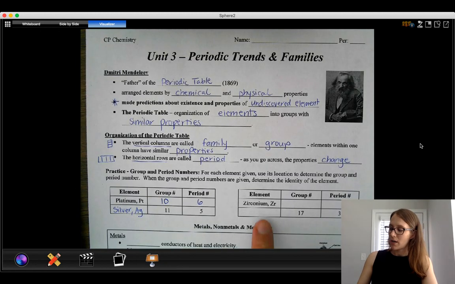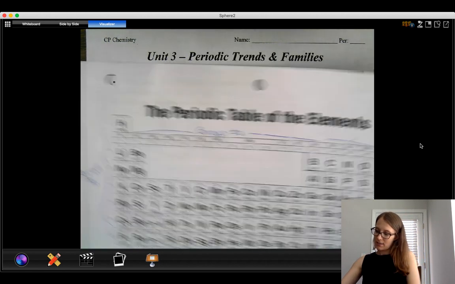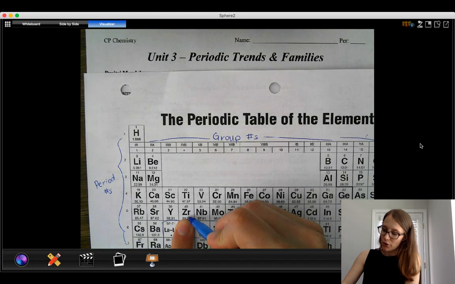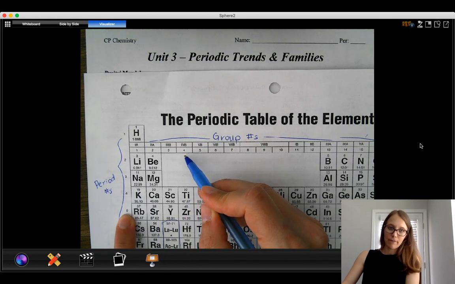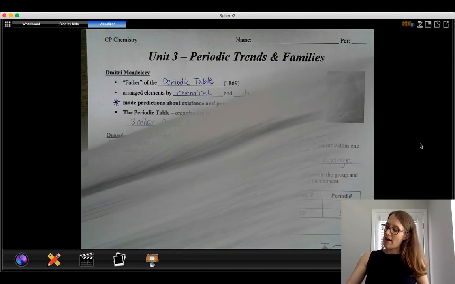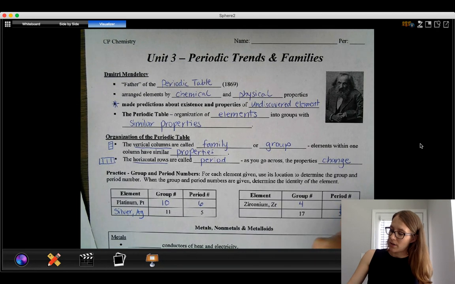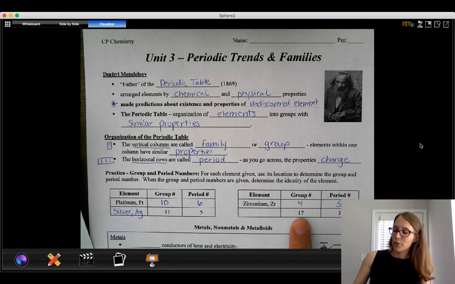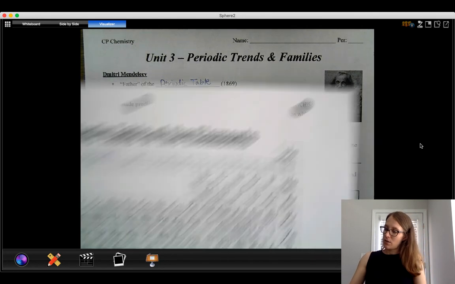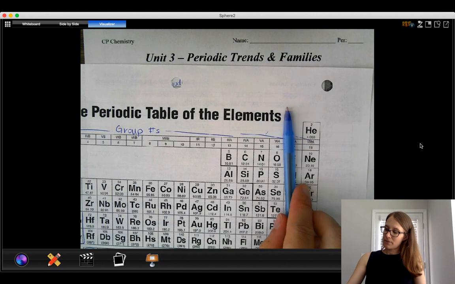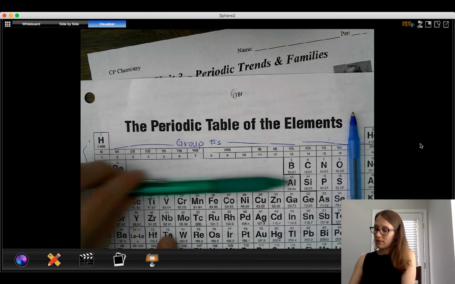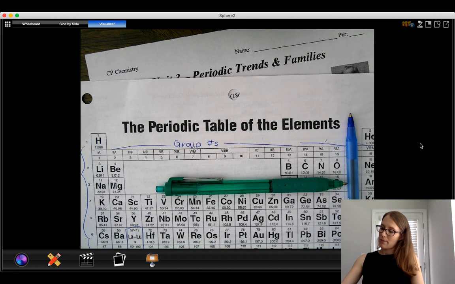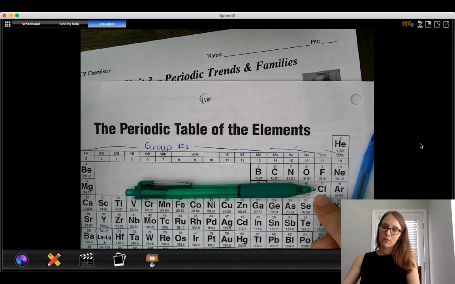All right, two more on here. So zirconium, we're going to find it right here. So our group number is 4, and our period number is 5. So group 4, period 5. Next, we're looking for group 17 and period 3. So group 17 is here, and period 3 is right here. I'm going to find where those two overlap, which would be right here, which is chlorine.